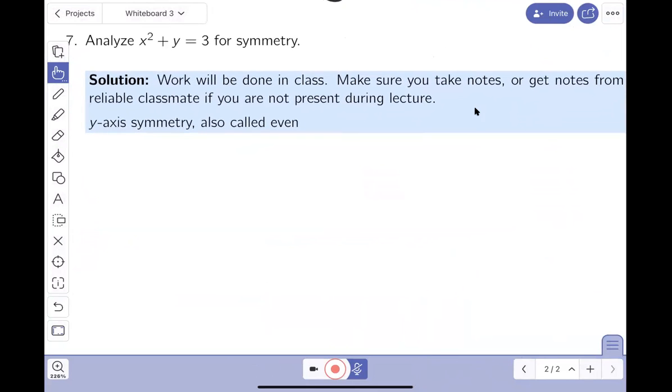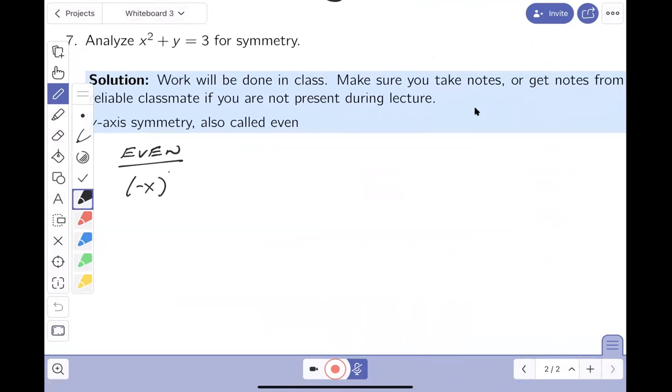Okay, let's talk about it. Even. Well, how do I do even? Replace x by minus x and see if I get the same equation. What do I get? X squared plus y equals 3. Is that the same equation? Of course it is. It's even.